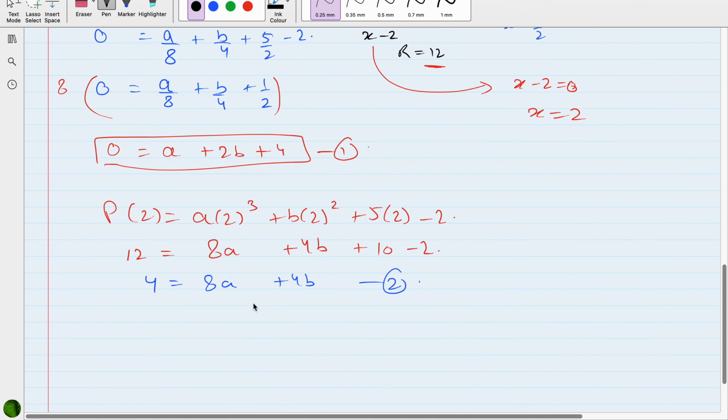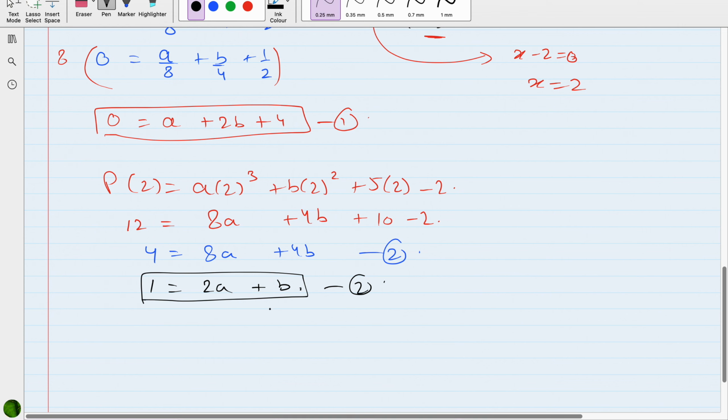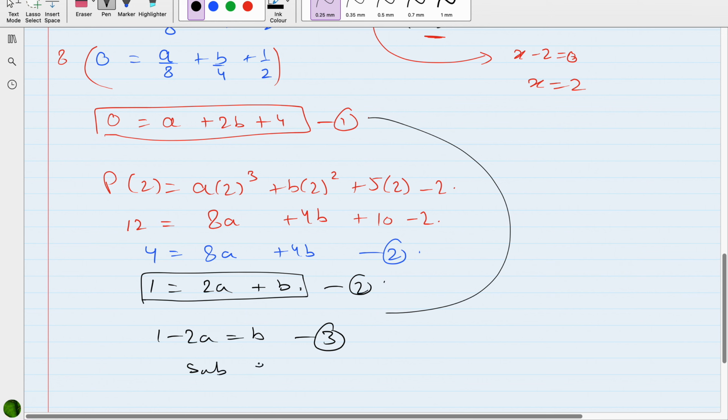So I can divide by 4 on both sides. This is 1 equals 2a plus b, equation 2. So if I make b the subject and solve these two equations, this is 1 minus 2a equals b, naming it equation 3. Now substitute equation 3 in equation 1.